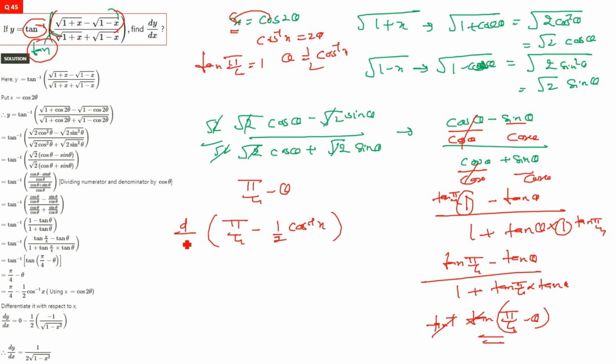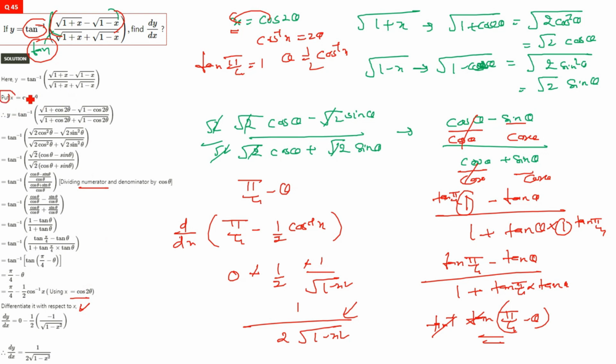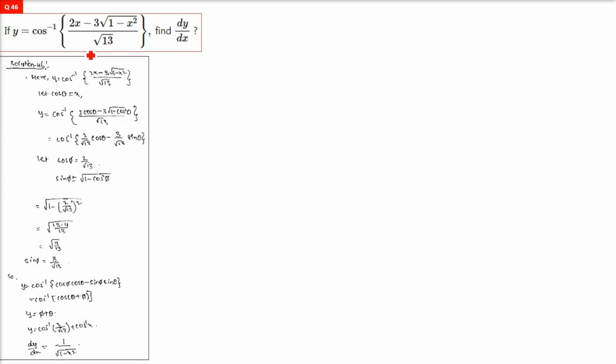Let us differentiate it, d by dx. The derivative of pi by 4 is 0, minus half, and the derivative of cos inverse is negative, divided by under root 1 minus x square. Minus minus becomes plus, so it will be 1 by twice of under root 1 minus x square. That's your final answer. You have to write it like this, okay? Everything has to be written because you have to explain to the examiner that you know everything. Whatever steps you have followed, you have to write them properly. The logic, leave it to me. I'm going to guide that.